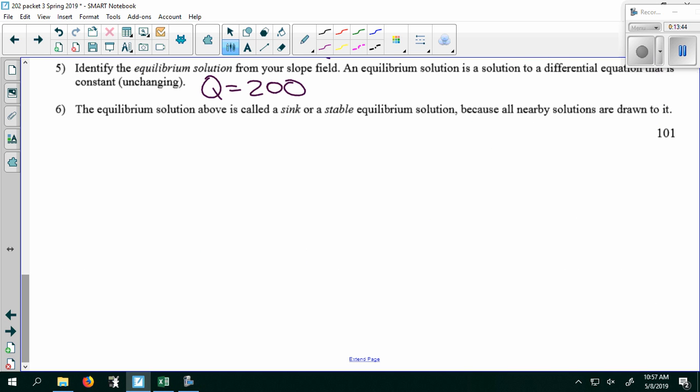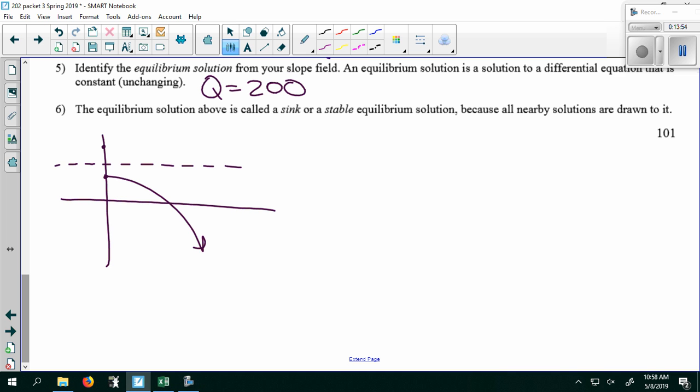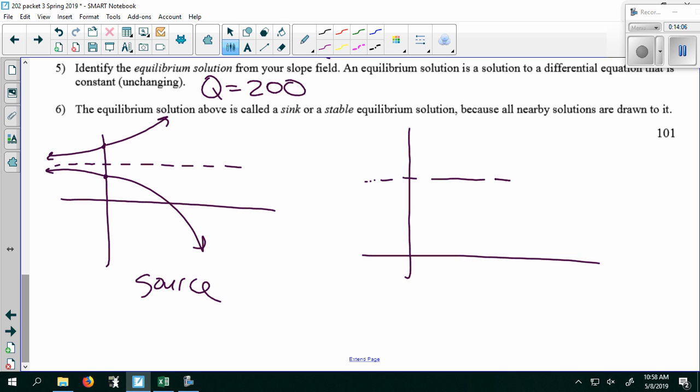I'll draw a quick picture. If this is your equilibrium solution, a source would have all your solutions going away from it as t goes forward. So this is a source. And a node would have some of them approach the equilibrium solution, but the other ones go away. And our example with the 200, that was a sink.